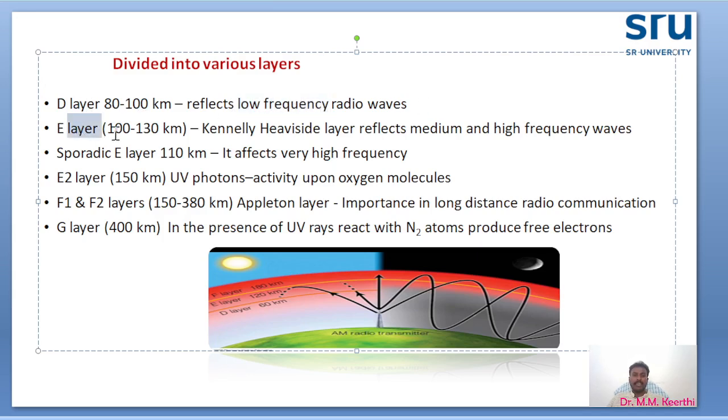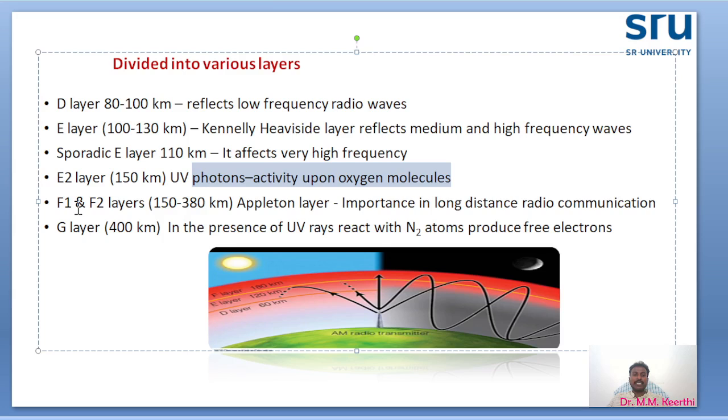And the next one is the E layer. It is 100 to 130 kilometers. It is nearly the Heaviside layer, and reflects the medium and high frequency waves. The next layer is the sporadic E layer, around 110 kilometers. It affects the very high frequency. And the E2 layer is at 150 kilometers. It involves UV photonic activity upon the oxygen molecules.